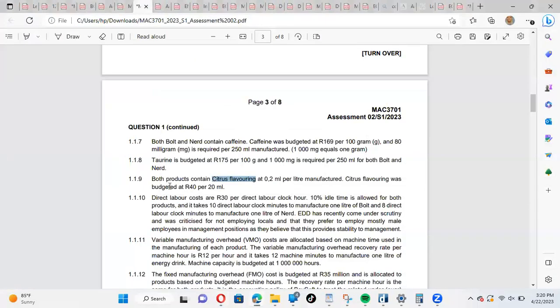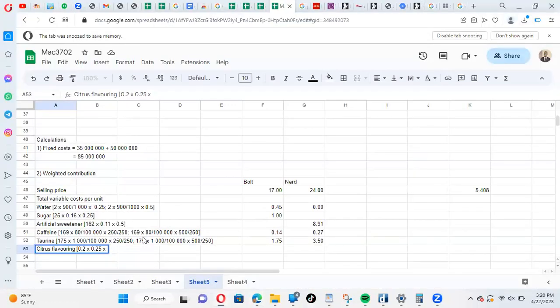And then 40 over 20, right? So that we get the price per milliliter. Times 40 over 20. All right, so let's copy that and then make an adjustment. So for the other one, it's 0.5, which is basically double of that.